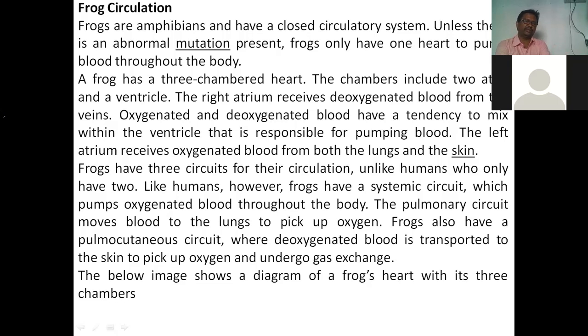The first point here: the blood is restored to the sinus venosus, it's not a true chamber. So my dear students, this heart of the frog is a three-chambered heart. Okay, and we know that the chambers include two atria, or we can say the auricle or atrium, and only a single ventricle is there.